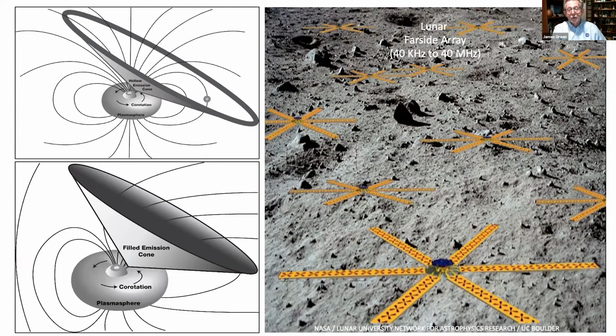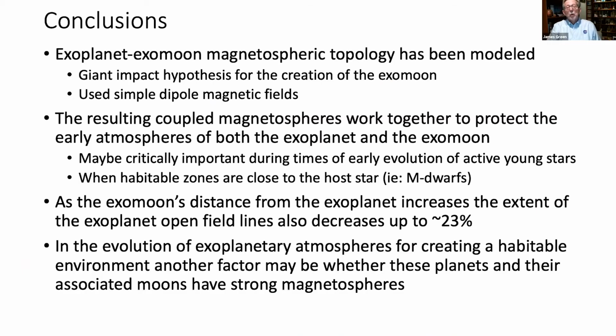So in conclusion, we've modeled exomoon, exoplanet magnetosphere topologies. We're using a very simple dipole magnetic field capability in this analysis. And of course, we're using what we know about our own Earth-moon creation story, and that is the giant impact hypothesis.